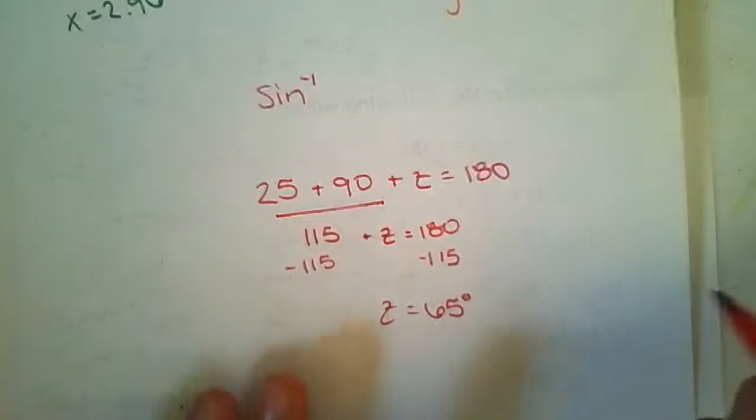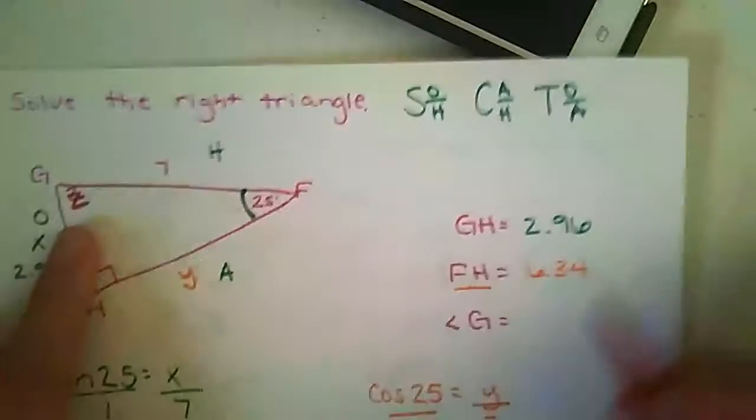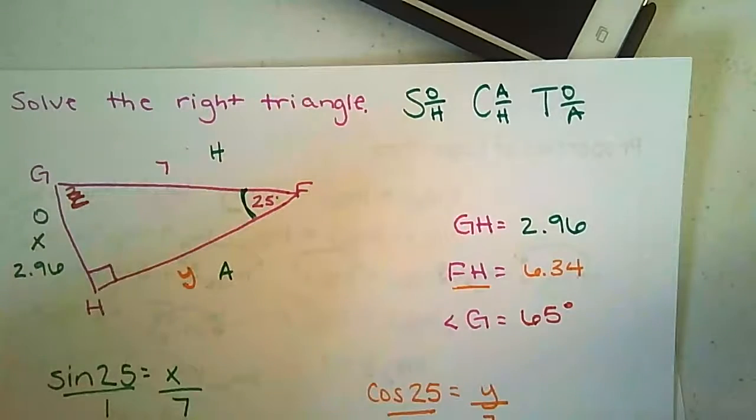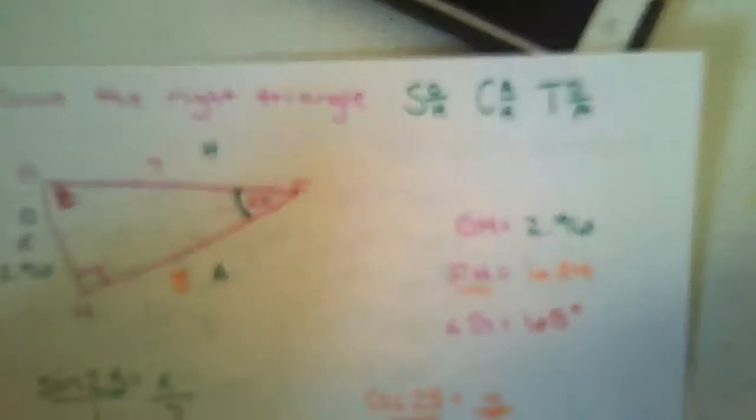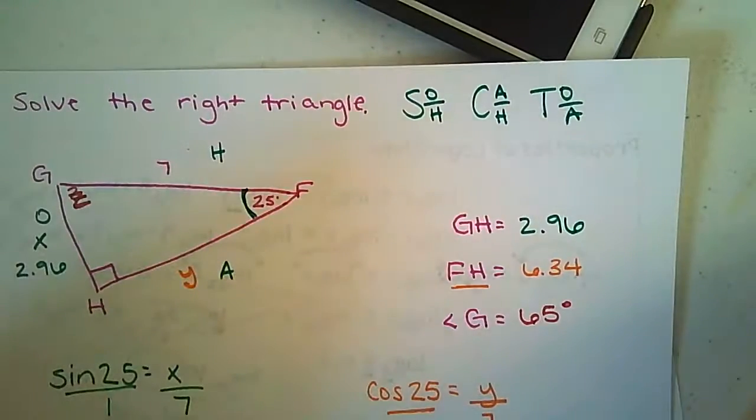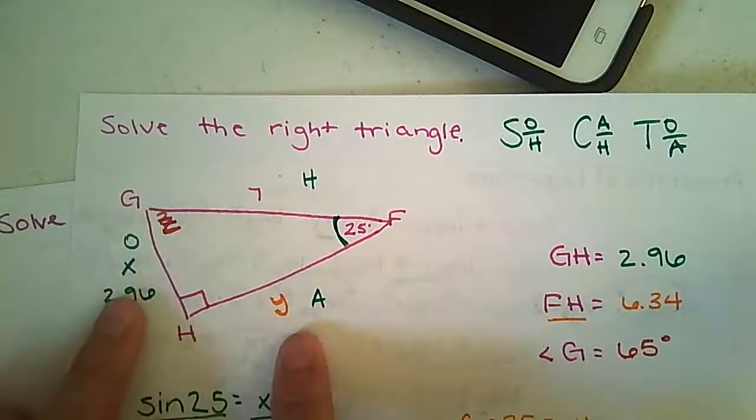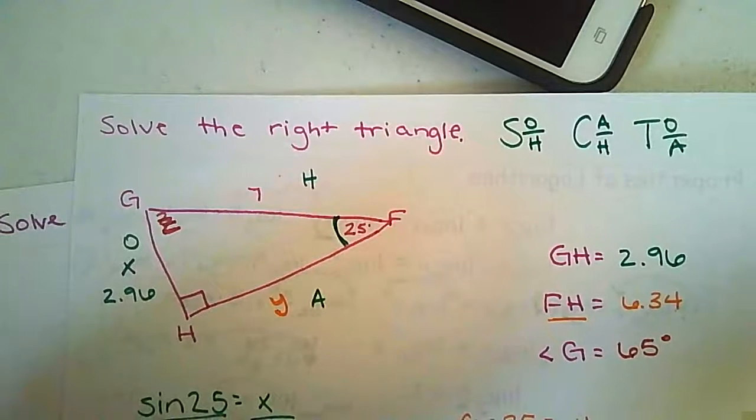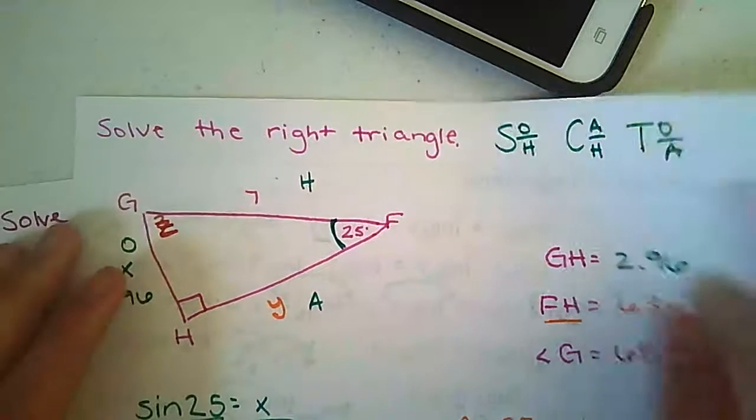In other words, our Z was angle G. So angle G is 65 degrees. And there we are. We solved the triangle. We found both of the missing sides, and we found the missing angle. All right, let's do another one.